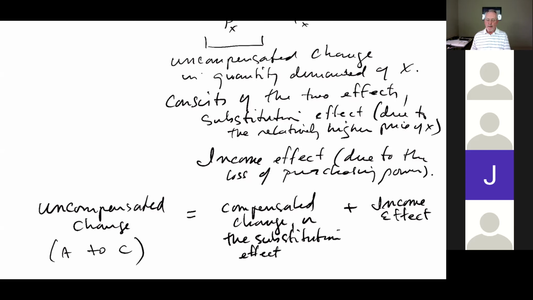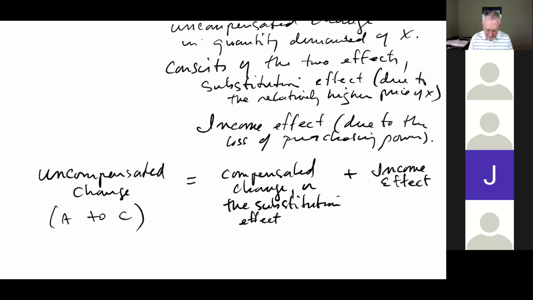Now, what I'm going to do in all of these cases is I have this equality. So if I know the uncompensated change and I know the compensated change, then I can find the income effect. Whenever I know two of these three quantities, if I knew the compensated change and the income effect, I would have the uncompensated change. If I had the income effect and the uncompensated change, I could find the compensated change. So whenever I have two of these three, I can always find the third.